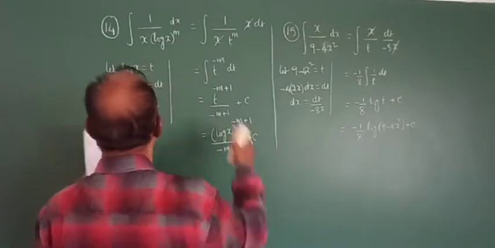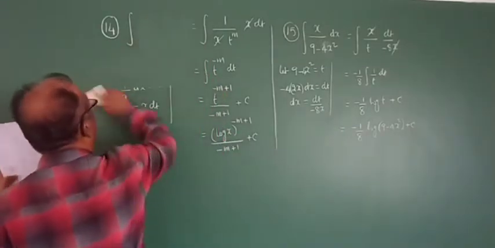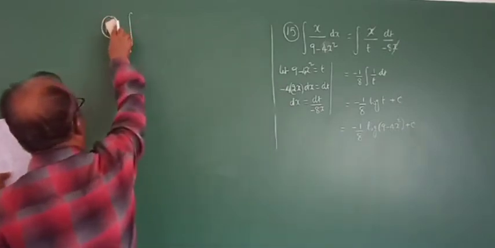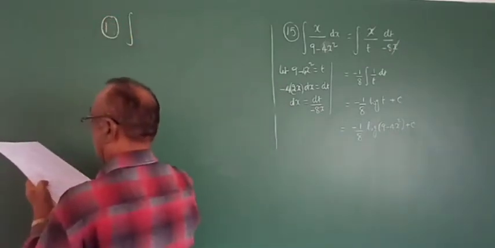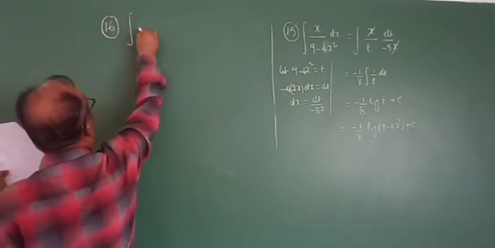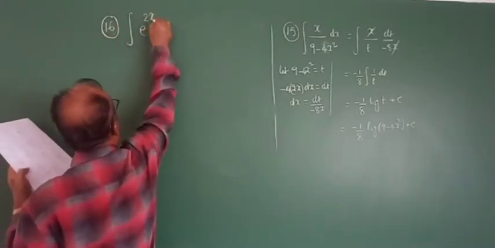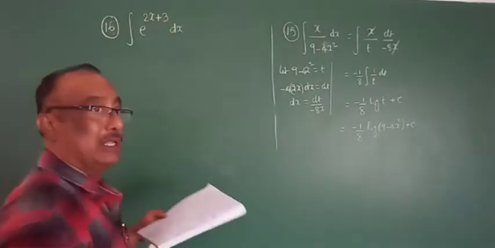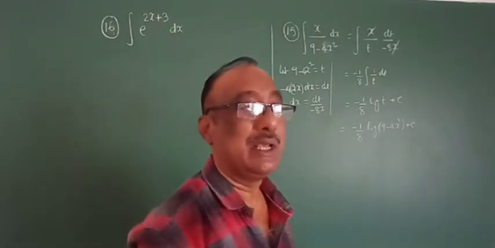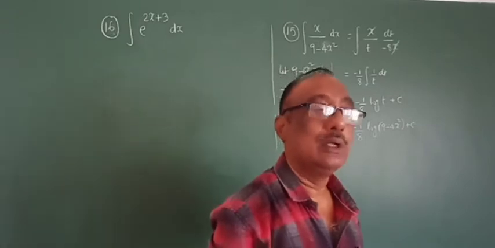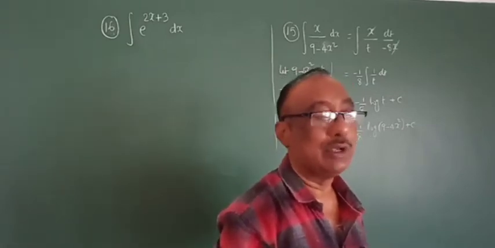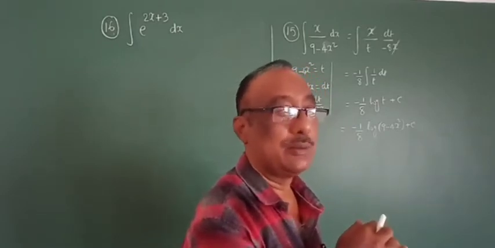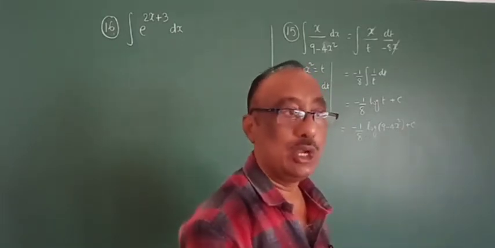16th problem. Right, write down the 16th problem: integral of e power of 2x plus 3 into dx. This can be done in two methods. Already you know that we can do it by the chain rule method and also by the substitution method. First I will do the substitution method because we are in the substitution topic. Next I will do the chain rule method also.